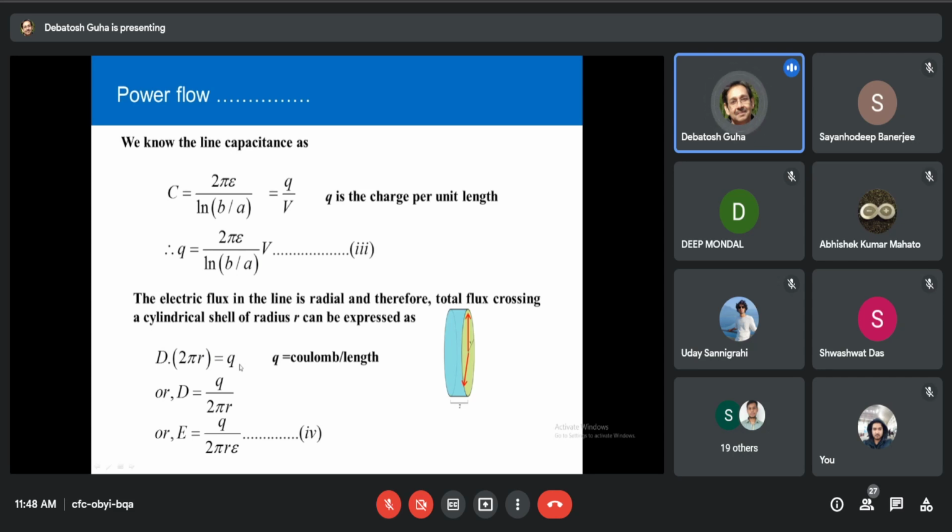So relation 4 is very important. Are you comfortable up to relation 4? Yes, sir. So now you can see it is our trick. At the first 1 and 2 relations, equations, we have developed one relation between magnetic field and current. And finally, through equation 3 and 4, we have developed a relation between E and charge density Q. This is called line density of charge.